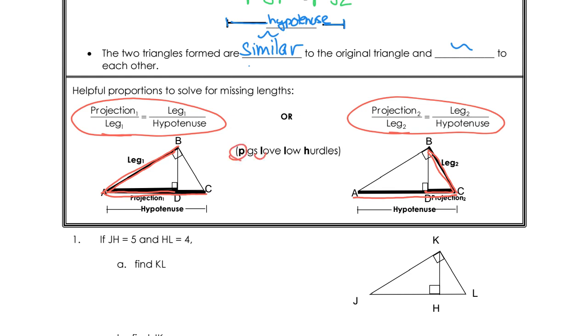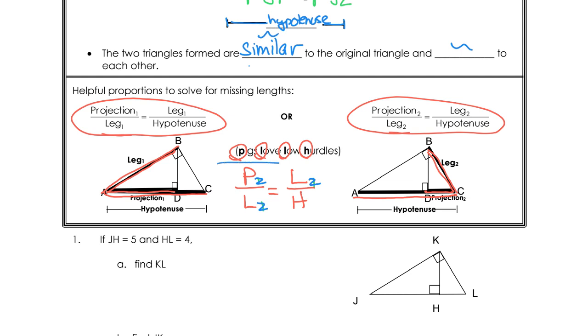And so to remember these, we use a little way of remembering, a mnemonic device called "pigs love low hurdles." So we say pigs love low hurdles. And then depending on what's in your problem, you can have all of these being 1s, like the first proportion, or if you're dealing with leg 2 and projection 2, then we'll change them all to 2s.